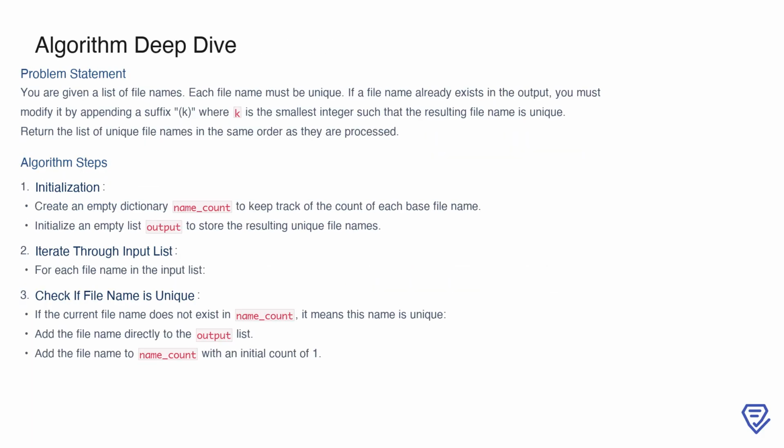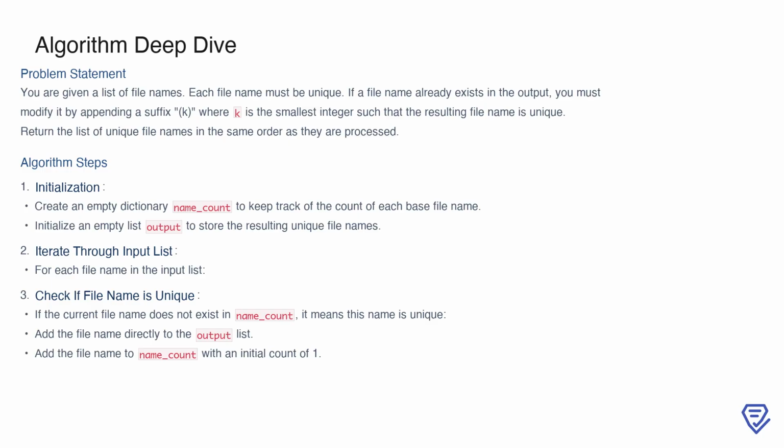The problem we're tackling involves making file names unique. You are given a list of file names, and the goal is to ensure that each name in the output list is unique. If a file name already exists, you need to modify it by appending a suffix in the format (k), where k is the smallest integer that results in a unique name. The final output must preserve the order in which the file names are processed.